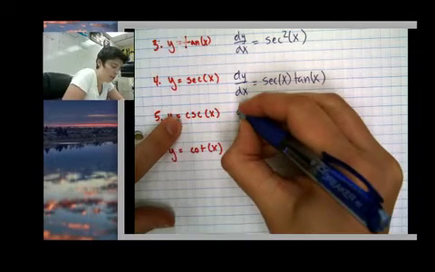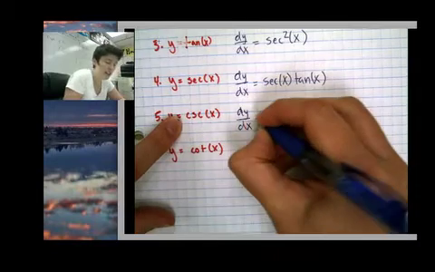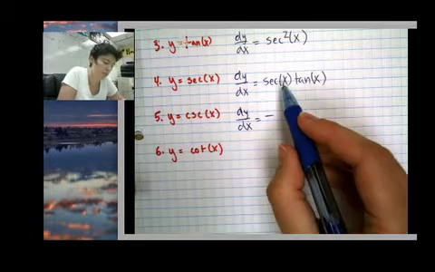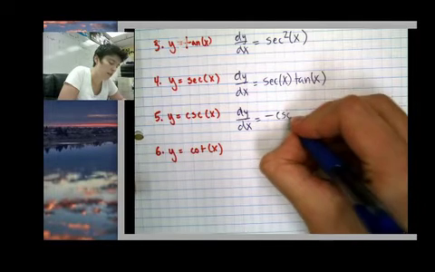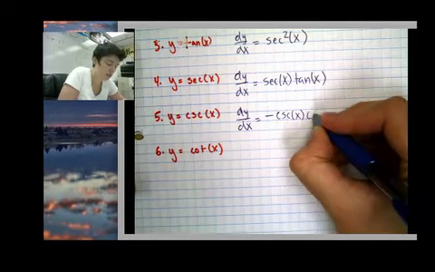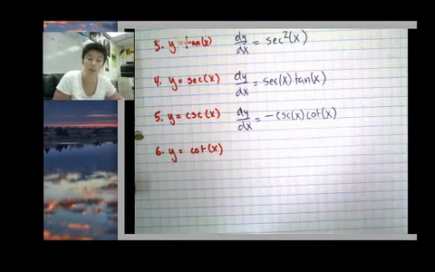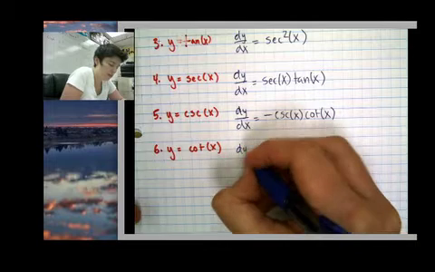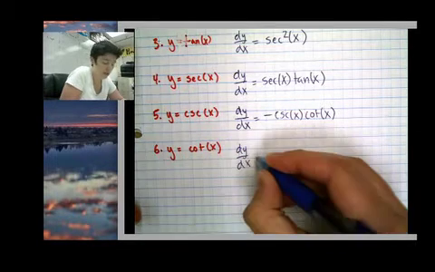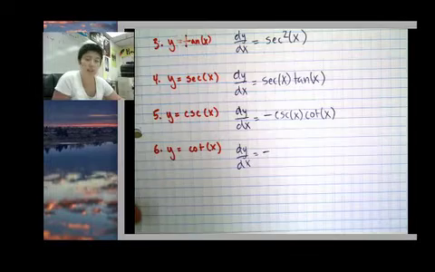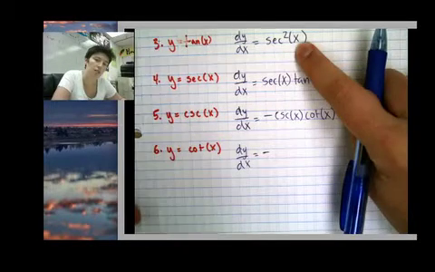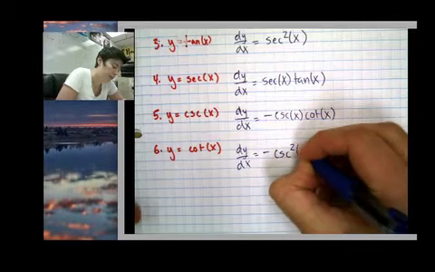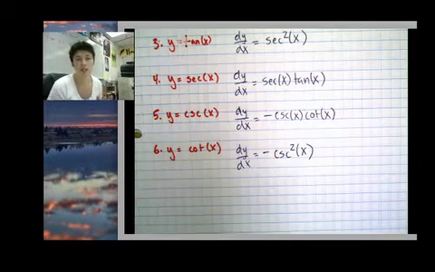Cosecant's kind of the opposite. It's a cofunction, so it's got a negative derivative, and it's kind of like this one, but it's cosecant of x times cotangent of x. So just a little bit different. And then the last one, cotangent, the derivative, again, it's a cofunction, so it's going to have a negative derivative. And it's the opposite. Tangent is secant squared, so cotangent is cosecant squared of x. And those are the 6.